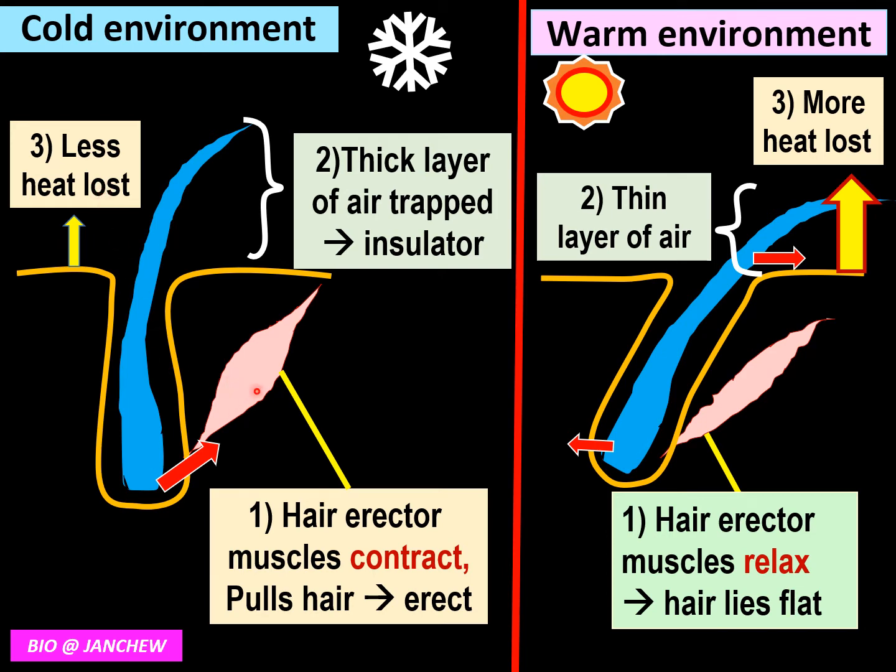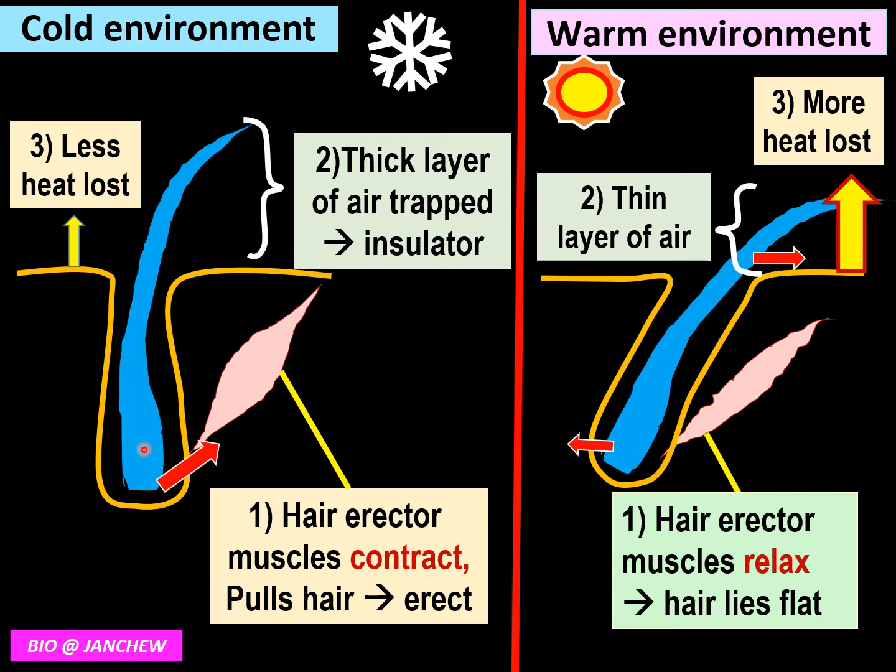Now, when the hair erector muscles contract, sometimes you can see there's a mini bump on the top of the skin. And this is when we get goose pimples when we feel cold, because of the hair erector muscles that contract and cause a bump to be formed here.